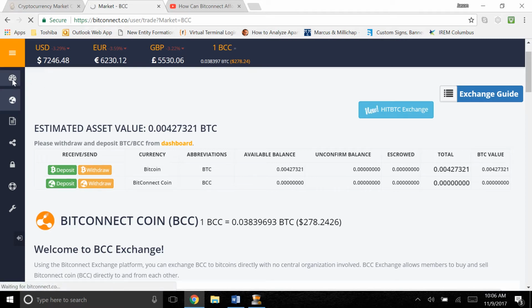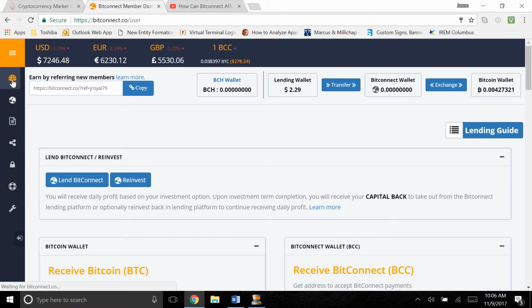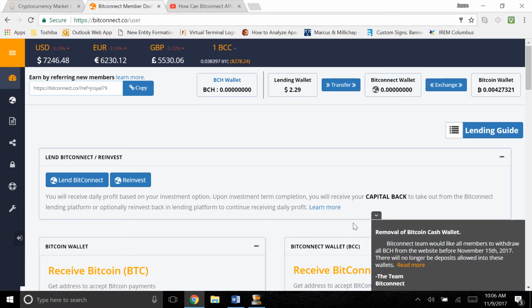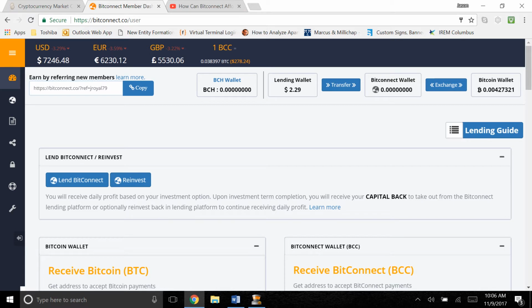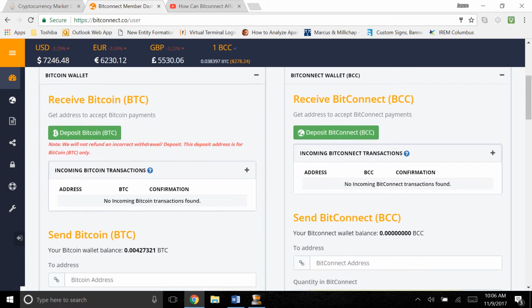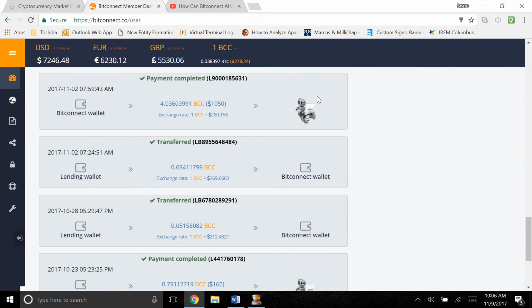All right, so let me go back to the dashboard. This could be a little confusing, but once you get it going, it's good. And once you loan it to the machine, it's the trading bot, it's a loan, and you get paid interest daily. All right, so let's track my progress.